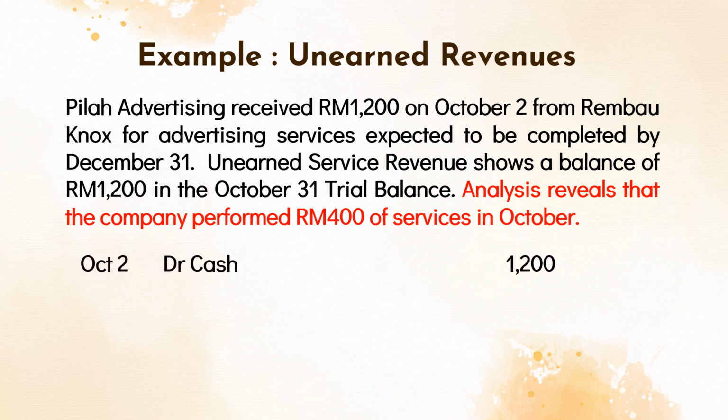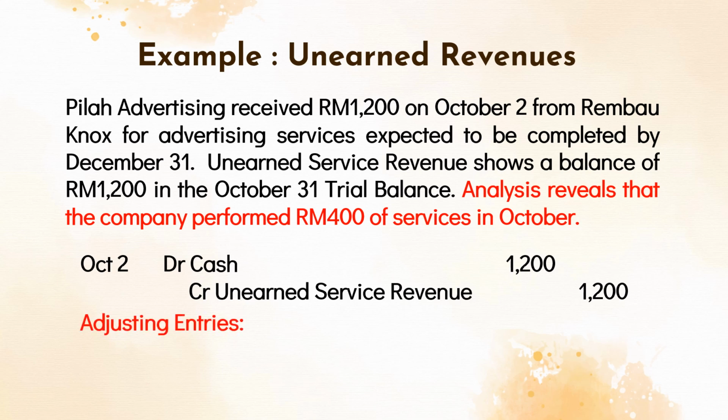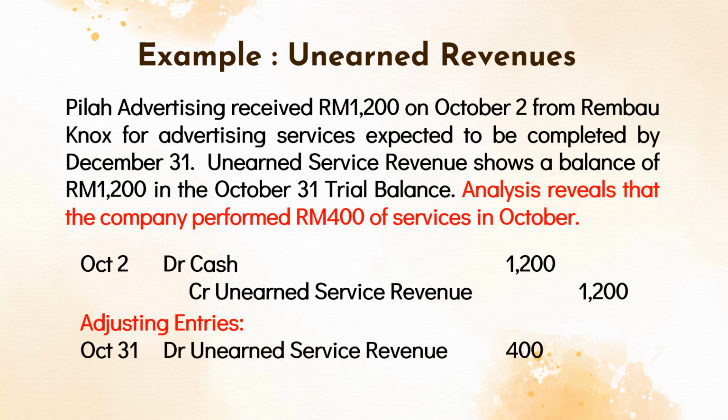It means that on October 2nd, debit cash 1,200 and credit unearned service revenue 1,200. For adjusting entries on 31st October, debit unearned service revenue 400 and credit service revenue 400. In this case, we recognize service revenue because the company has performed RM400 of service in the month of October.